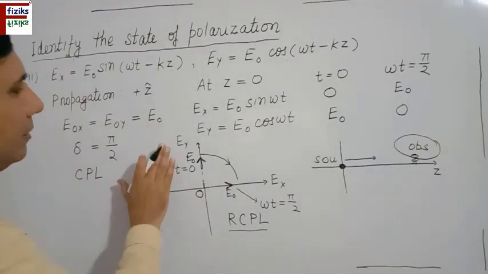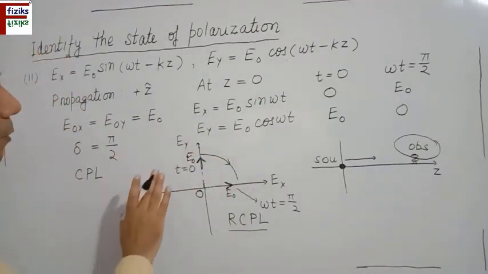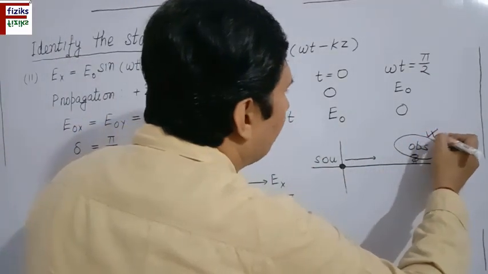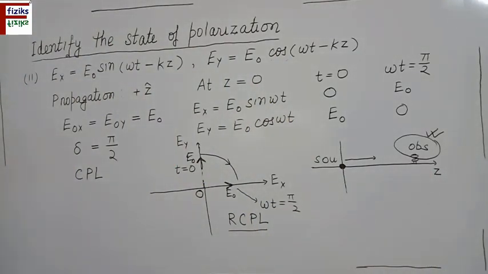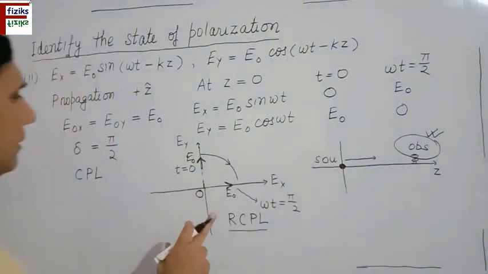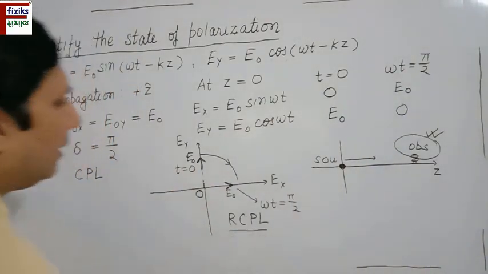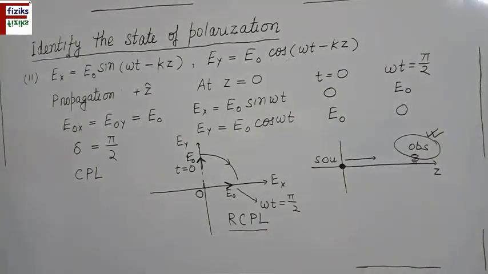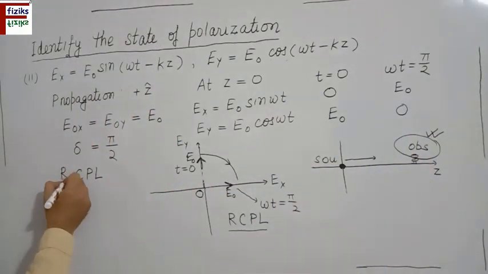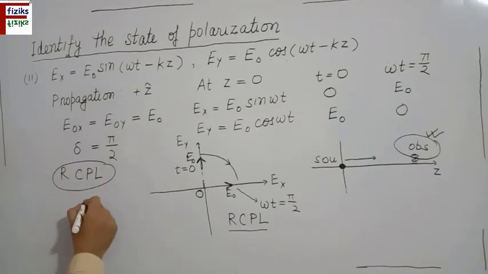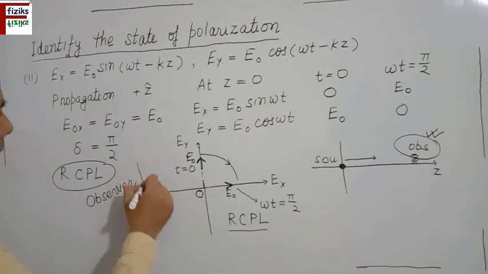Whatever we are observing on the Ex-Ey plot is observed by this observer who is standing on the positive x-axis, and light is propagating towards this observer. So this observer observes that the given light is circularly polarized light. So from the observer's point of view, I can say this is right circularly polarized light. So this is the observer's point of view.